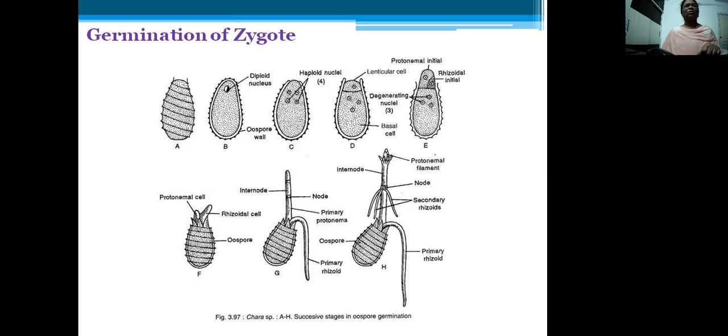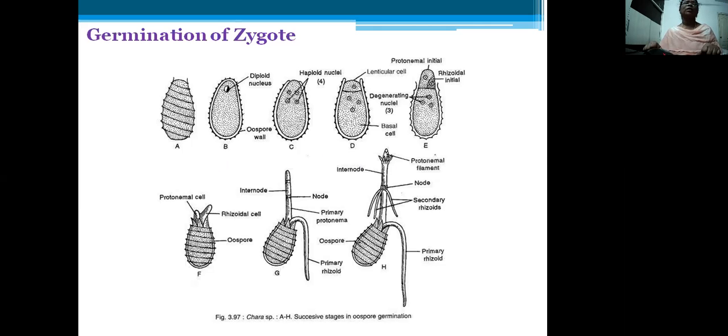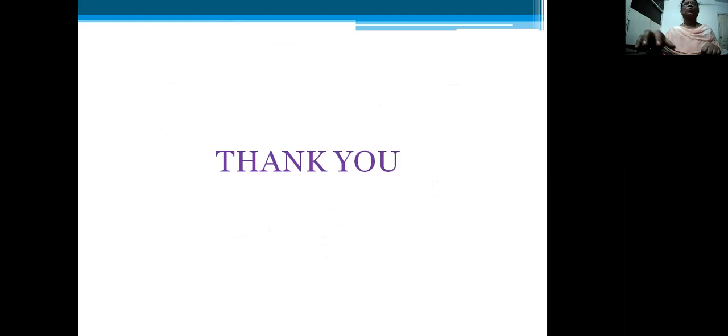So this is the life cycle of Chara, which is a haplontic life cycle, in which the zygote is the only diploid stage. The remaining stages are all haploid in nature, so most of the time the plant lives in haploid condition. So the life cycle of Chara is also called haplontic or haploid life cycle. So this is about the structure and reproduction and the haploid life cycle present in Chara, which is a chlorophycean member.